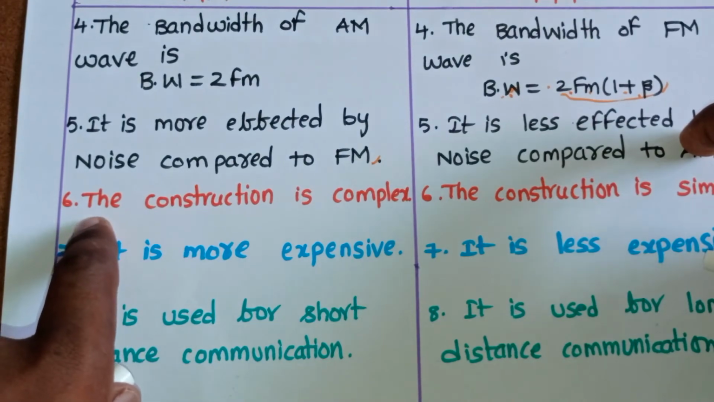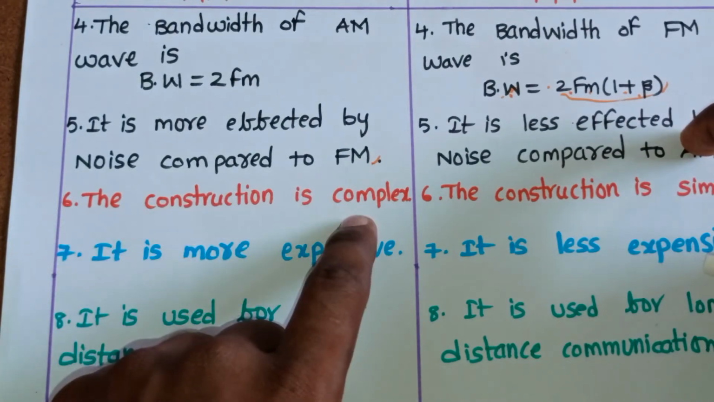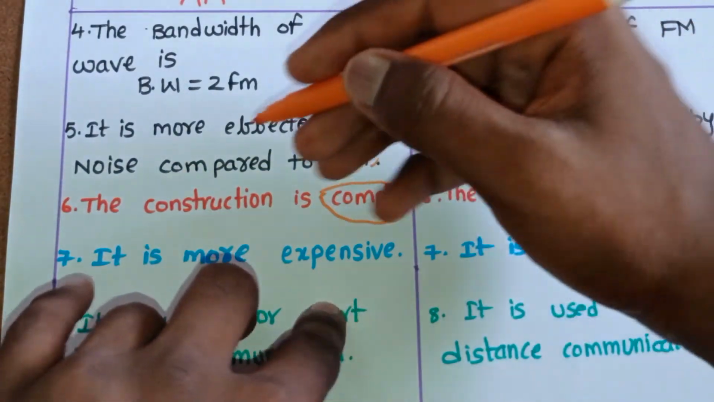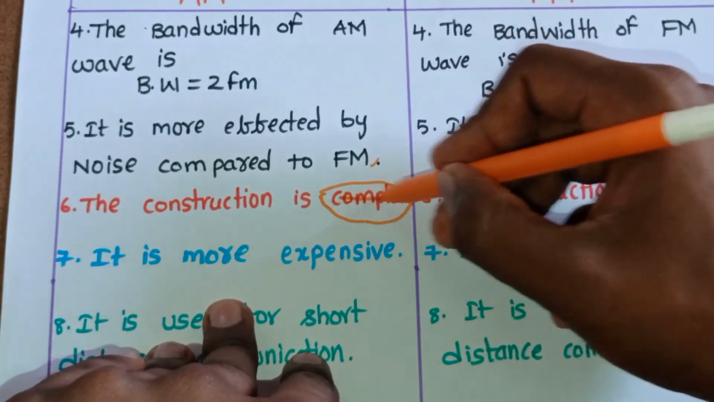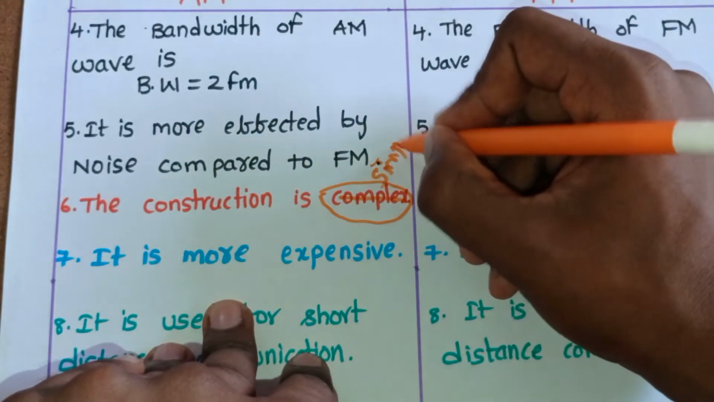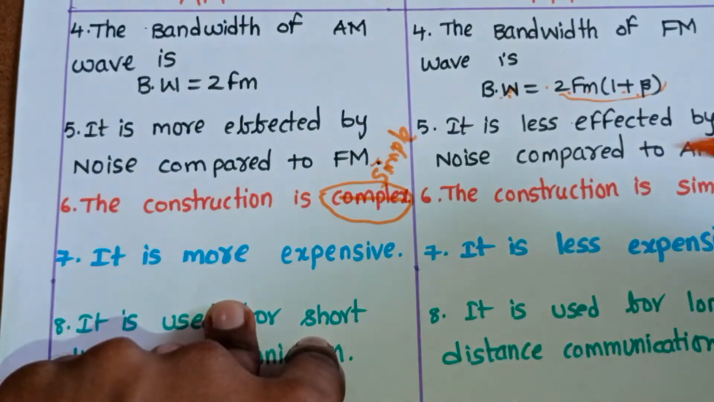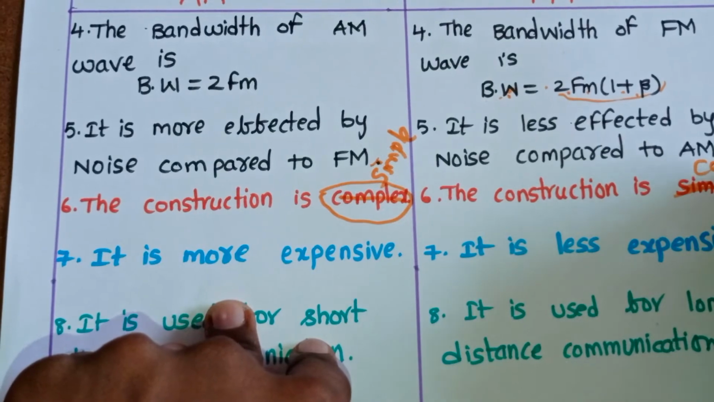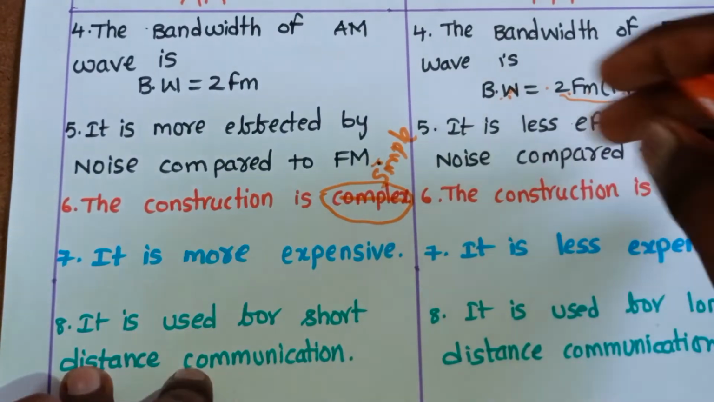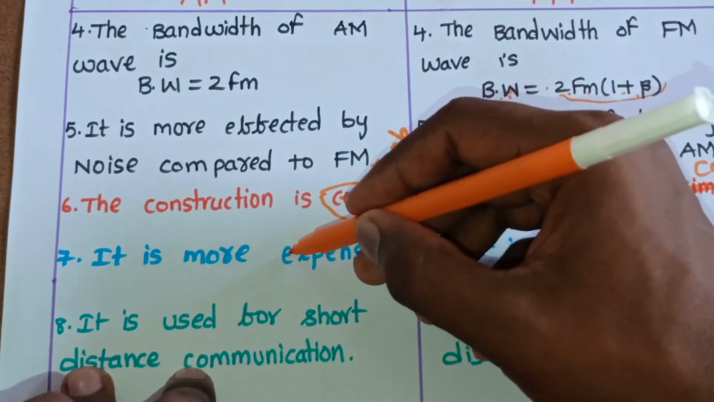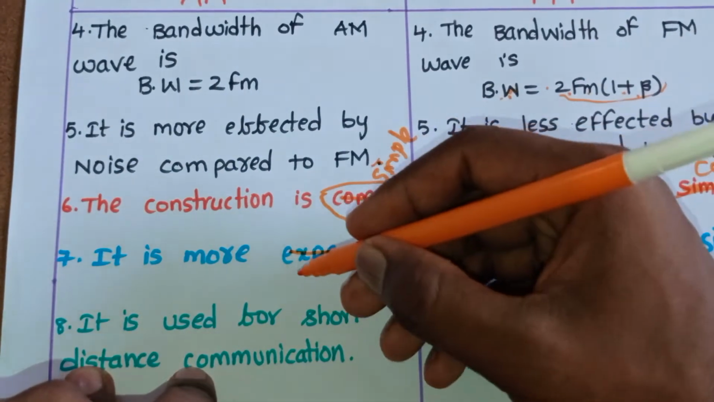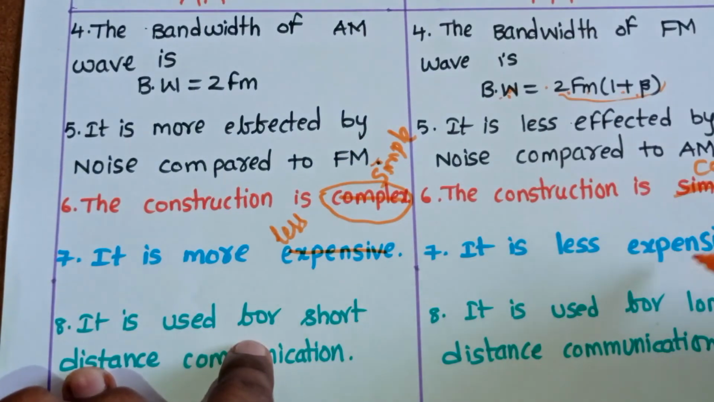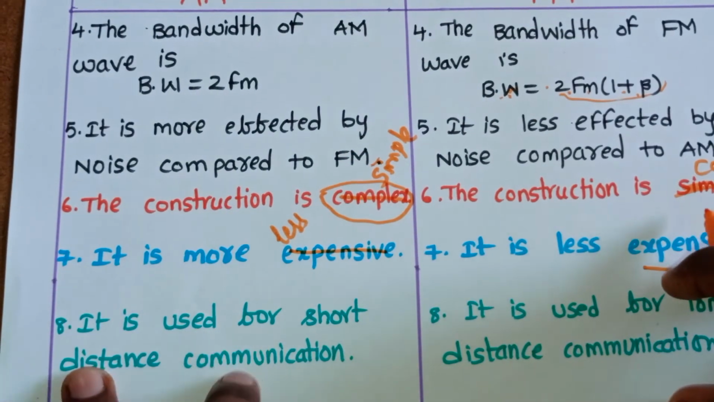Now coming to one more point, the construction complexity. Some of the points are interchanged here. In the amplitude modulated wave the construction is simple, whereas in the frequency modulated wave the construction is complex. Also, in amplitude modulation the circuit is less expensive, whereas in frequency modulation the circuit is more expensive.